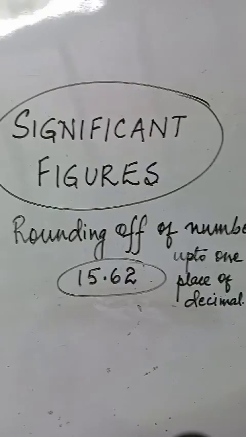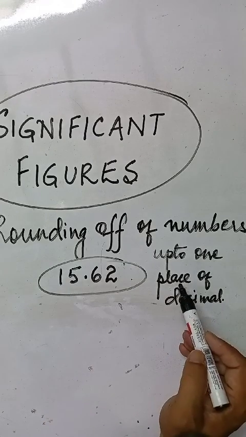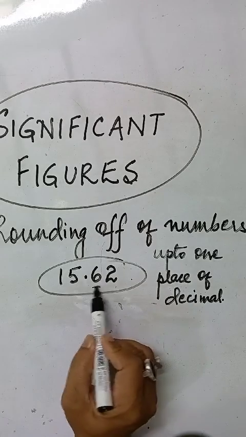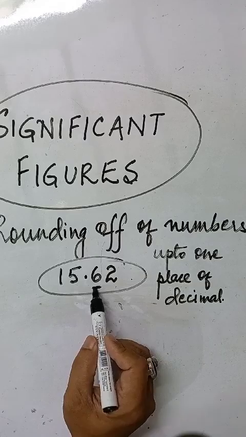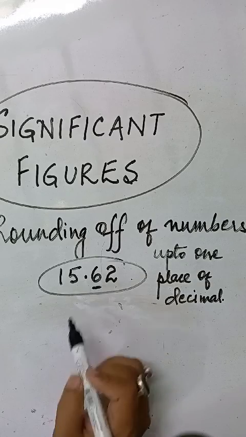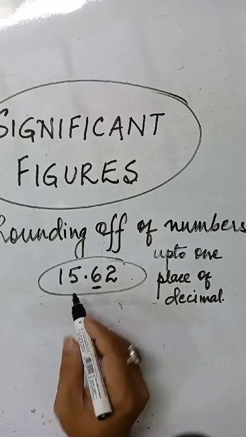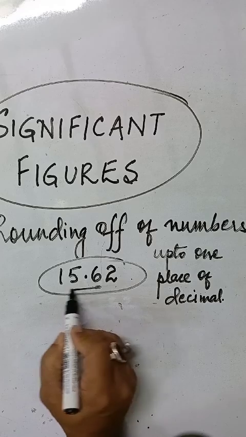Okay, so we are supposed to be rounding this number off up to the first place of decimal. So the first place of decimal is this. Your answer should end after the first digit after the decimal. Your answer cannot go to two decimal places.